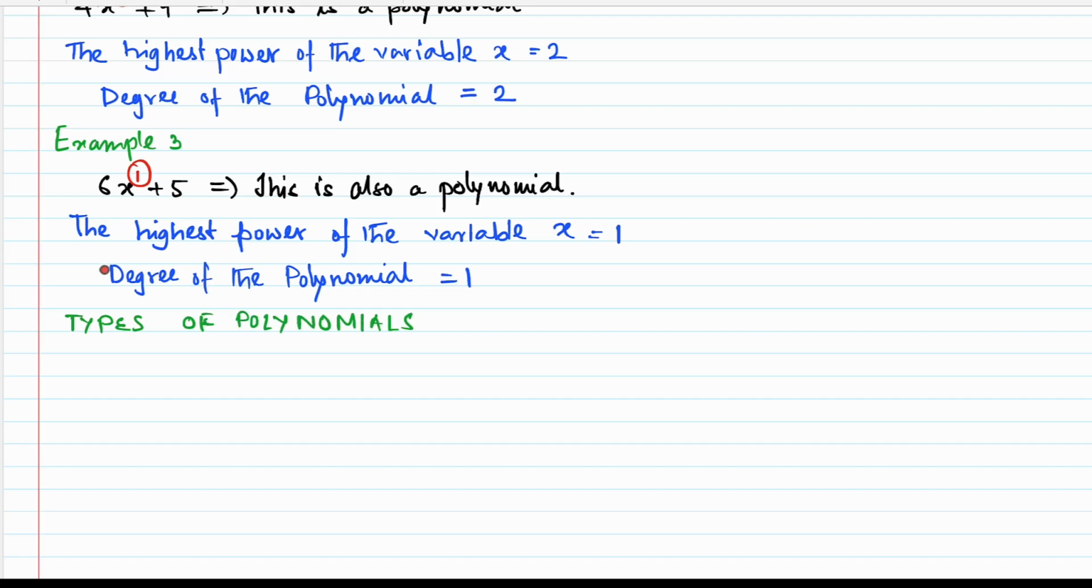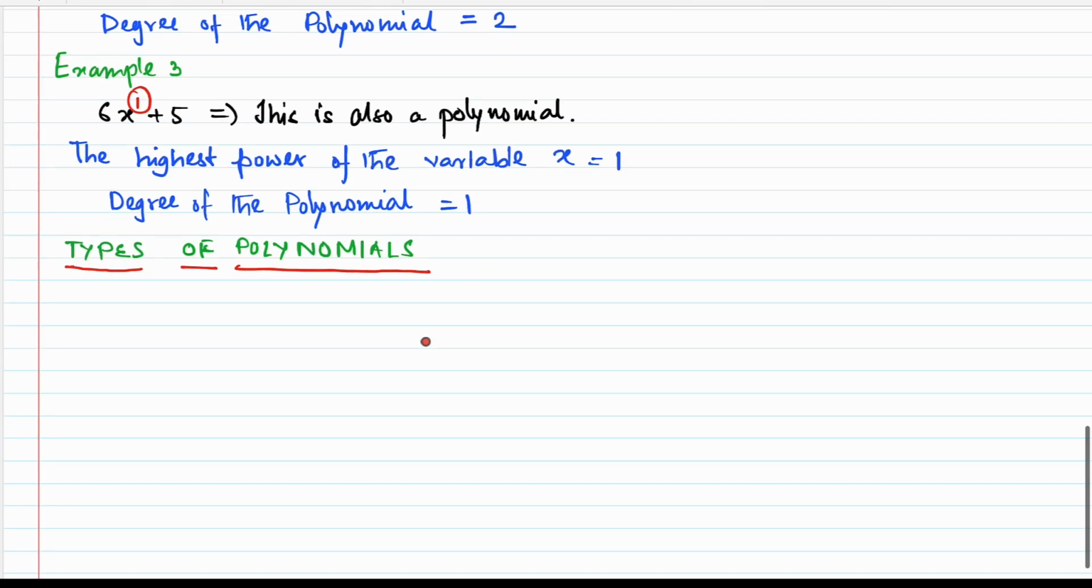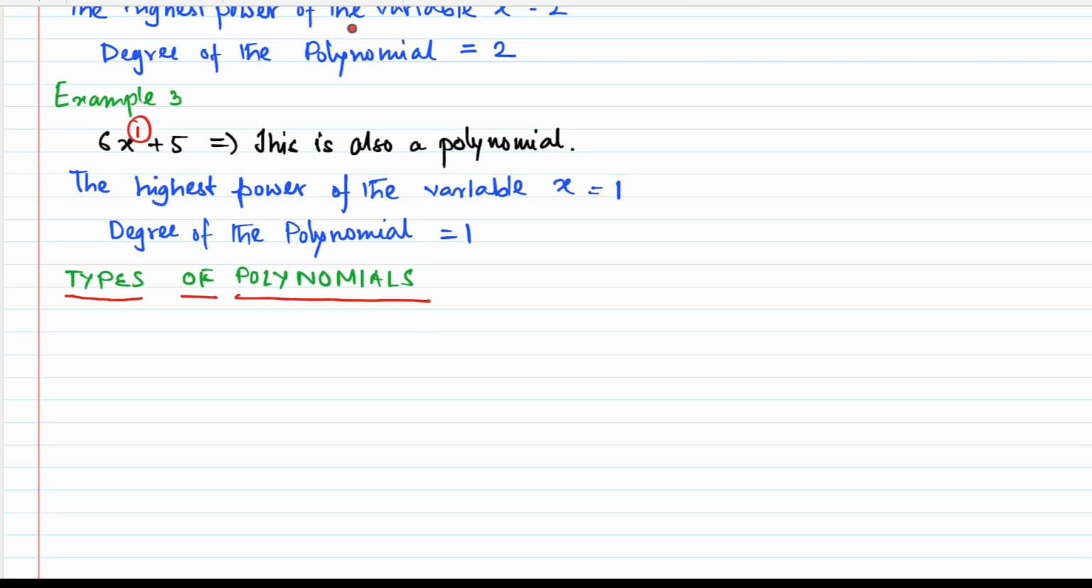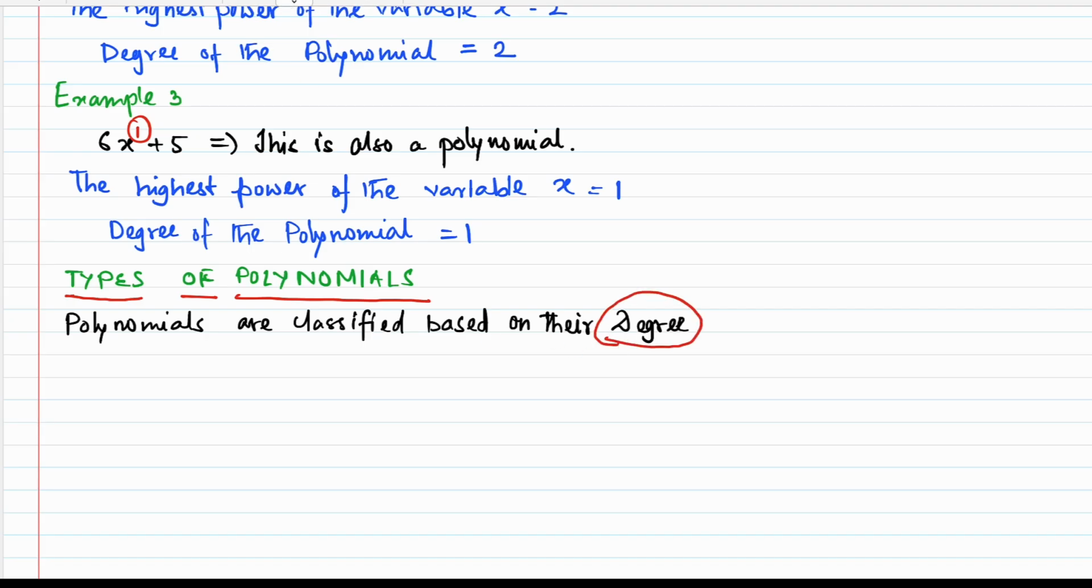Now once we know the degree, we come to the final part of this topic, which is types of polynomials. Polynomials are classified based on their degree. That is what I was trying to explain earlier, that's why the degree is important. Once we understand the degree, it will be easy for us to classify the polynomial into the following types. Number 1 is a zero polynomial.